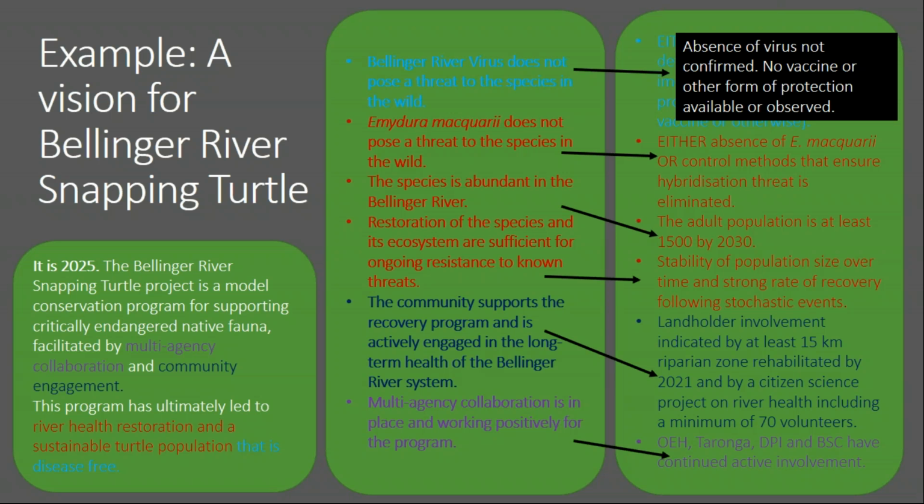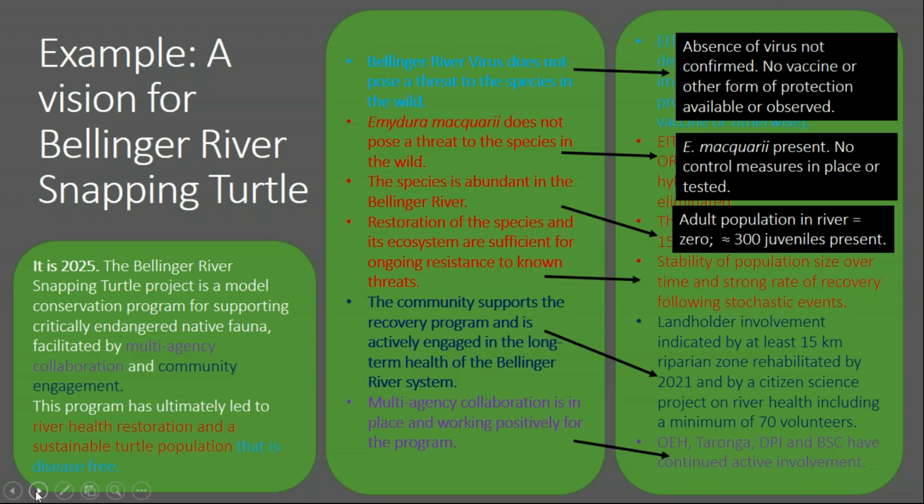So currently we can't confirm the absence of virus in the river. There's no vaccine and no other form of protection available for the species. So that's our starting point. The introduced turtle is in the river, and there are no measures in place to control it, and there are none tested. So we're not quite sure what we're going to do about that river turtle, but we're clear about where we are. The current adult population in the river is 0, and there are about 300 juveniles present. So we have a clear steer on where we're starting from.